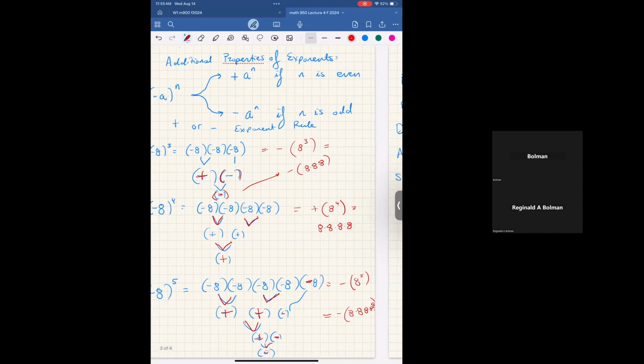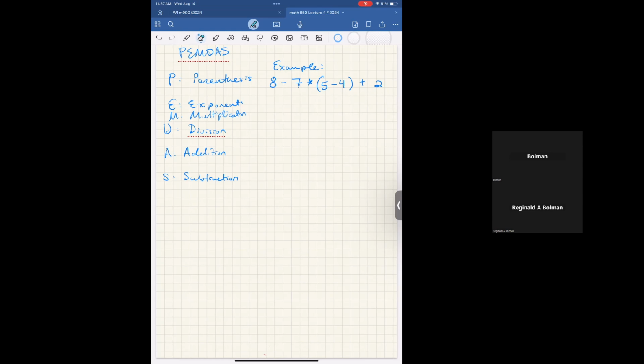sign out in front. Moving on to PEMDAS, there are many instances in this course where you're going to be asked to take a very complicated looking expression, such as the one shown on the right, and actually evaluate, determine what this expression is equal to. Now, it turns out that in order to do this and obtain a correct answer, you're going to need to follow a special set of rules called PEMDAS.